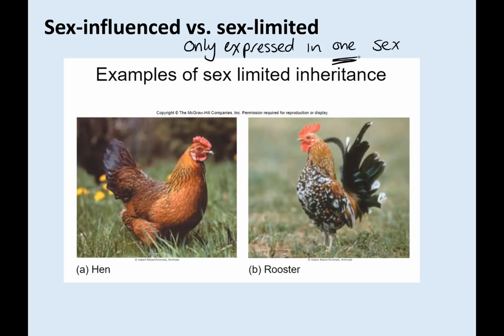Chickens lay eggs. Hens lay eggs. Roosters, the male, does not. So there are some common sex-limited traits that we probably just don't think about. And again, hormones are super important in the expression.